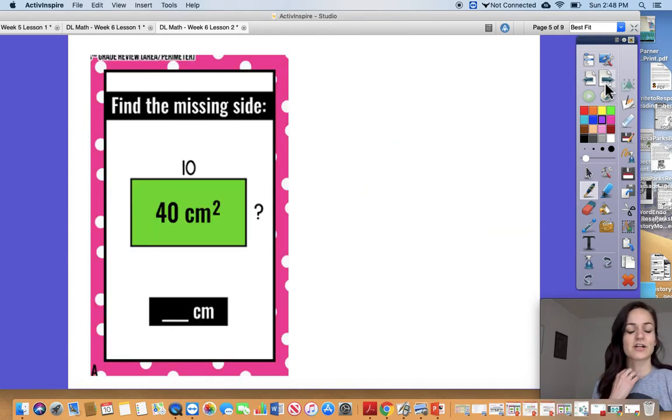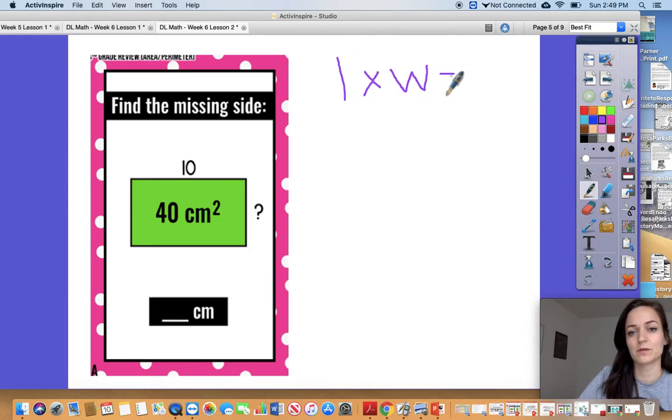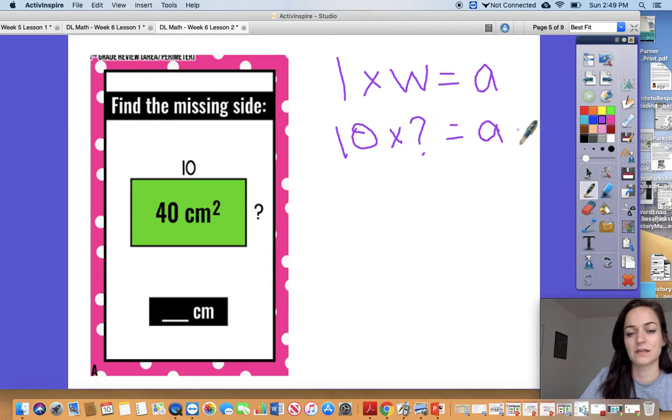All right, let's try a couple with area. Now, area I think are a little bit easier because it doesn't take so long. Remember, with area, your equation is length times width. We do multiplication for area. So let's just fill in what we know. The length is 10, and the width we don't know yet. And that will give us our area. 10 times something equals the area.